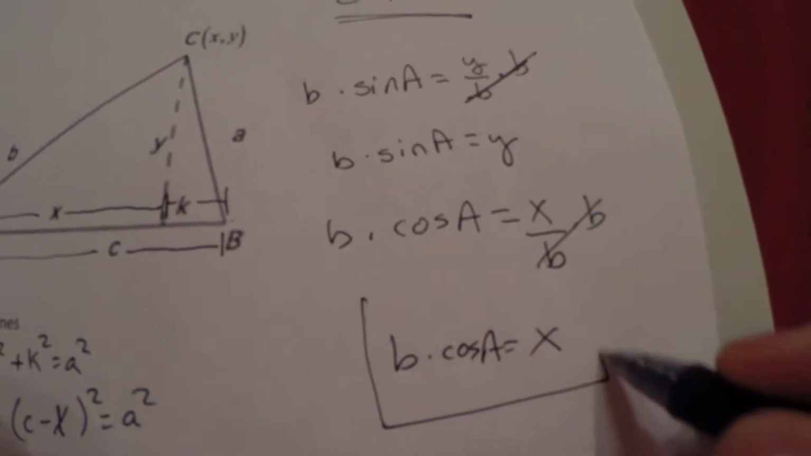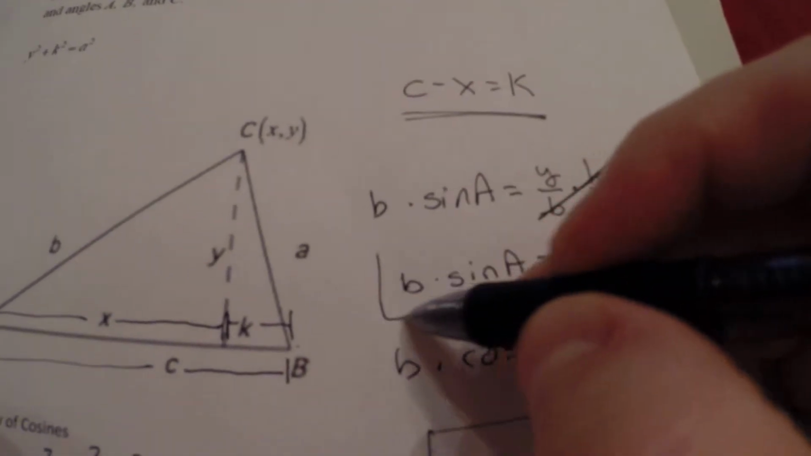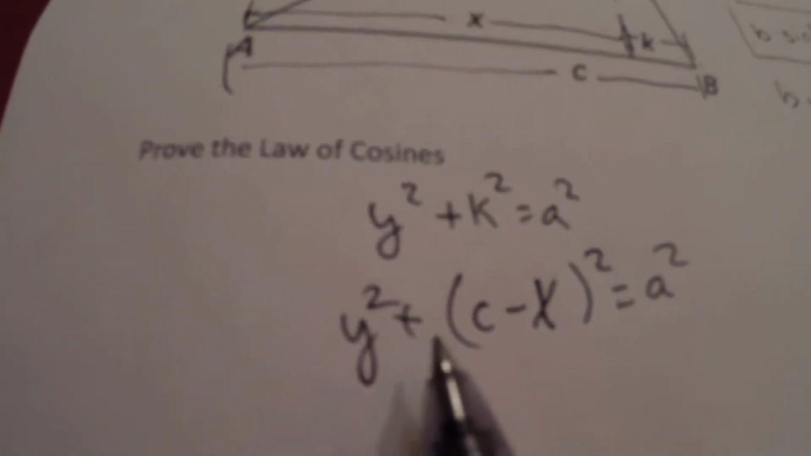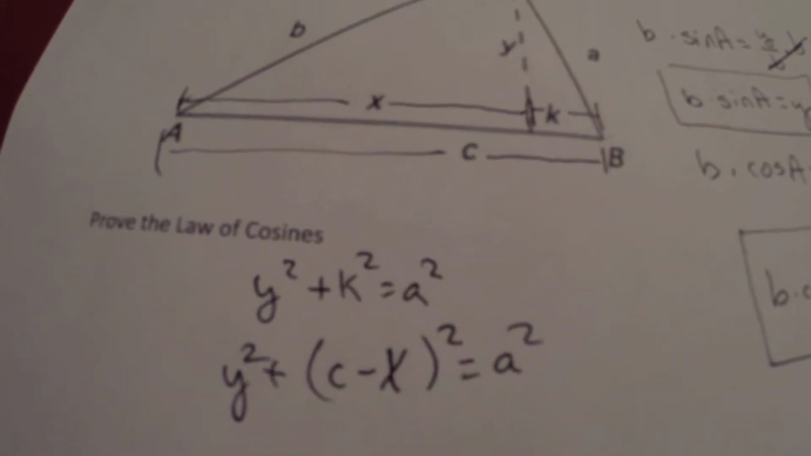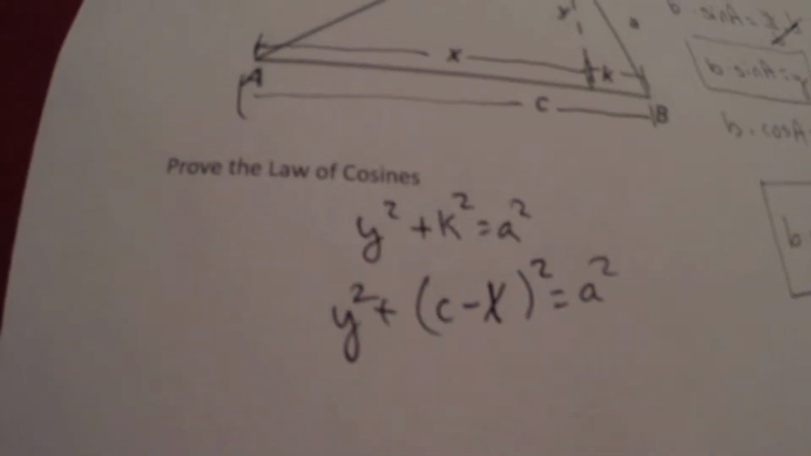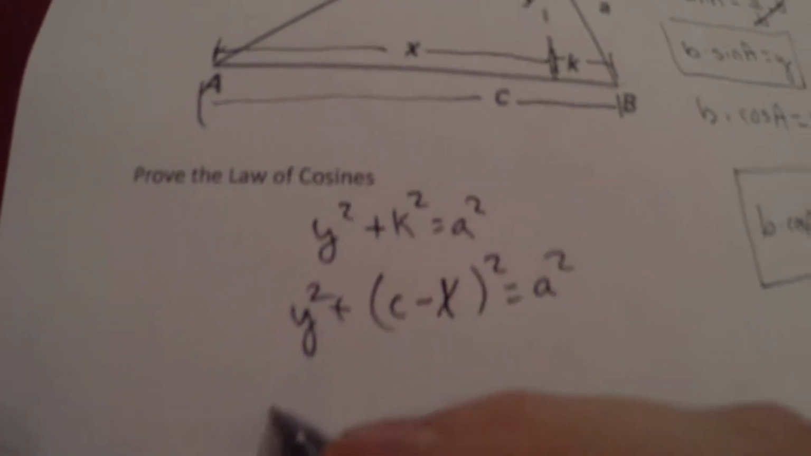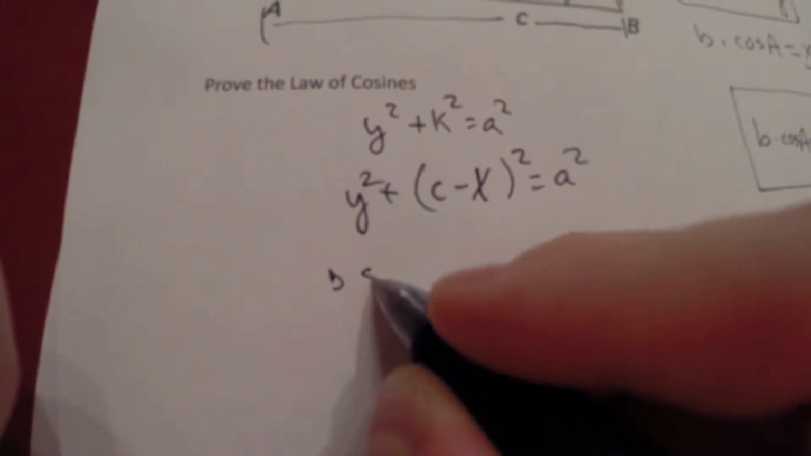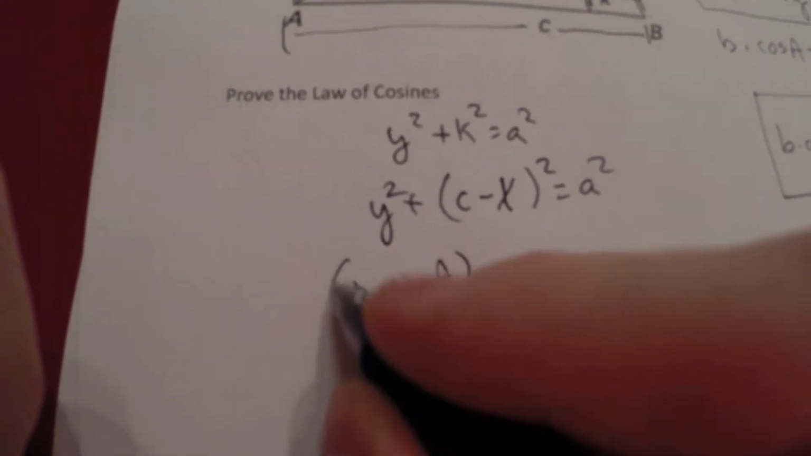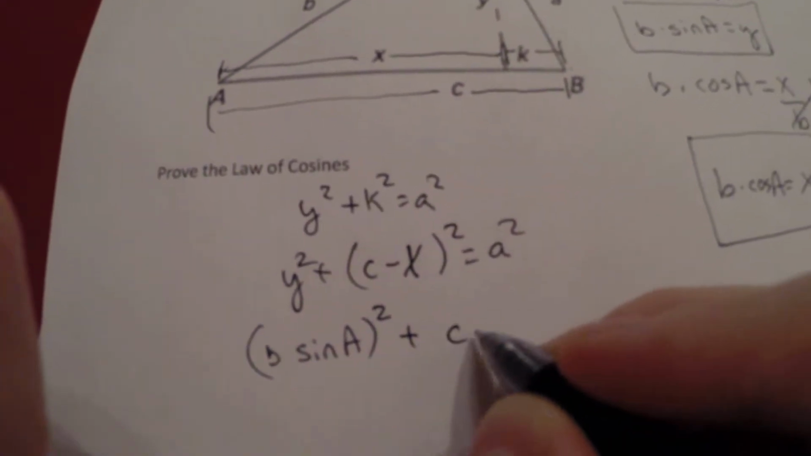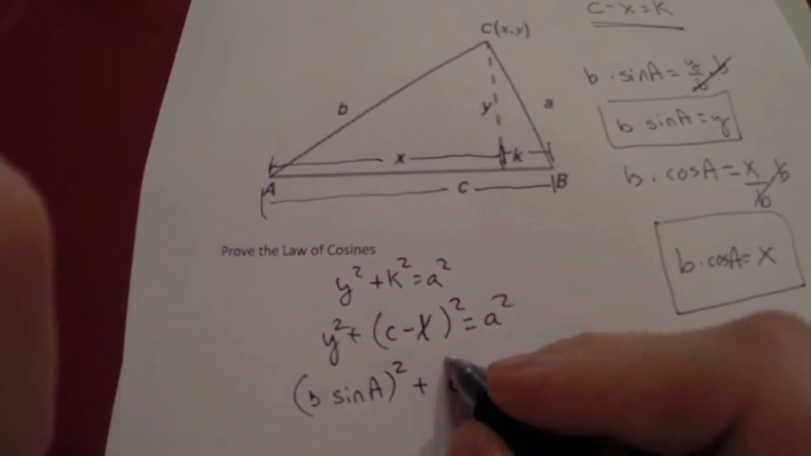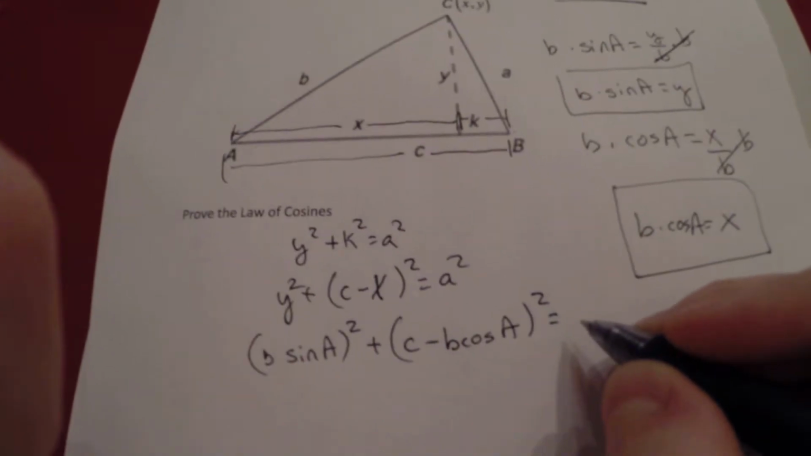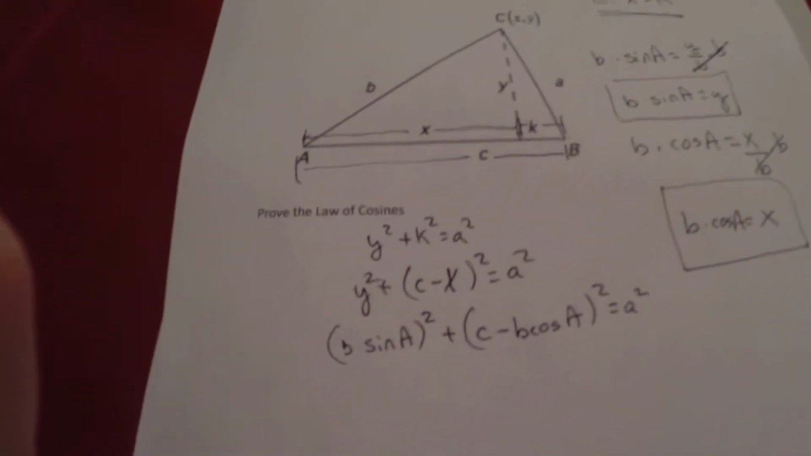So why do I care that b cosine a is x and b sine a is y? Well, if you remember, we're going to replace y and x with b sine a and b cosine a. So doing so, we get b sine a squared plus c minus b cosine a quantity squared equals a squared.